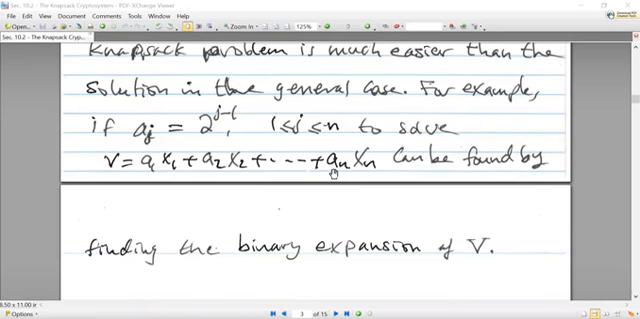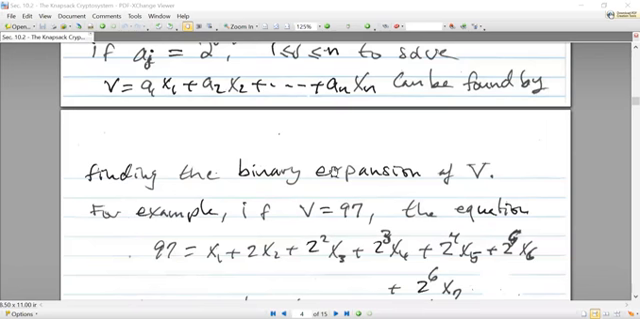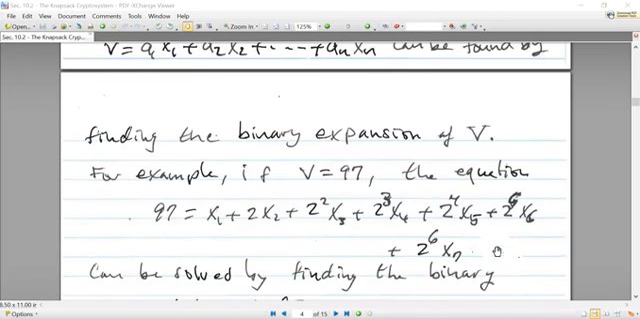So when we have this, here's an example with how to actually find a solution for such sequences, which is powers of 2. So if V is 97, and we have 97 is equal to x1, so this is 2 to the power 0, then 2 to the 1, x2, and so on, up to 2 to the power 6.